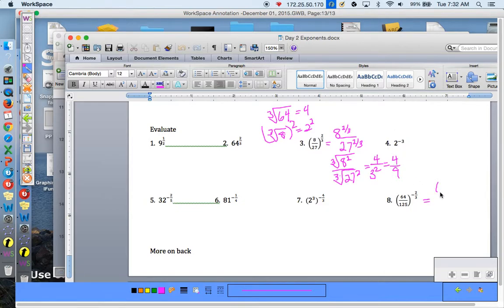And then number 8, we got 64 to the negative 2/3, 125 to the negative 2/3. Let's make those positive. And then we have those cubed roots. So the cubed root of 125 squared, the cubed root of 64 squared. Well, I know the cubed root of 125 is 5, so 5 squared. Cubed root of 64 is 4 squared. So we have 25 over 16.